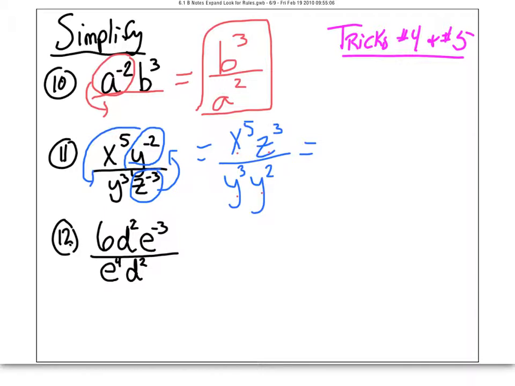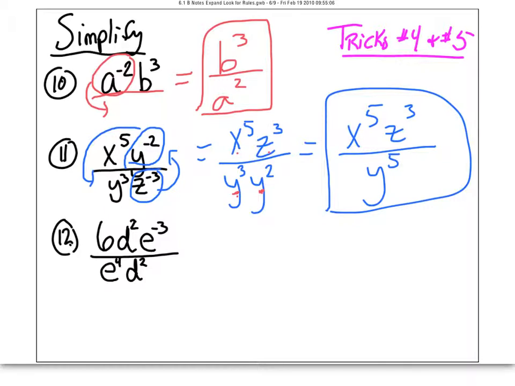So the x and the z are done. There's one of each, so that's done. Either expand the bottom out, write out that there's 3 y's and 2 y's, or use the tricks. 3 plus 2 in this case, so it would be y to the 5th power.